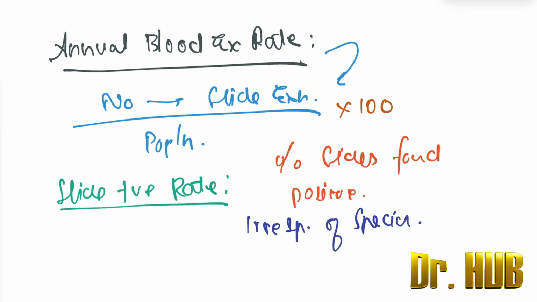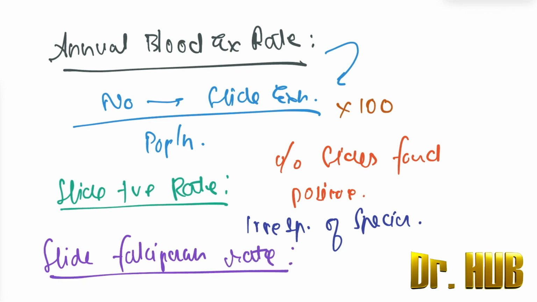Next, we look at the slide falciparum rate. So this includes the percentage of slides positive, and it is going to be of the P. falciparum, Plasmodium falciparum.